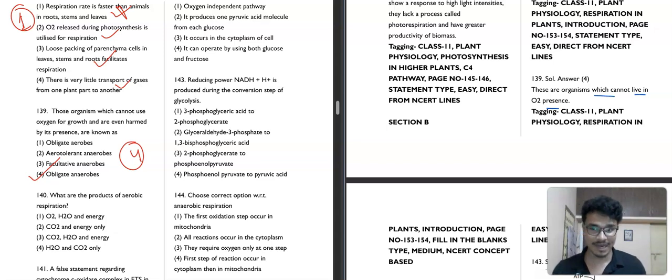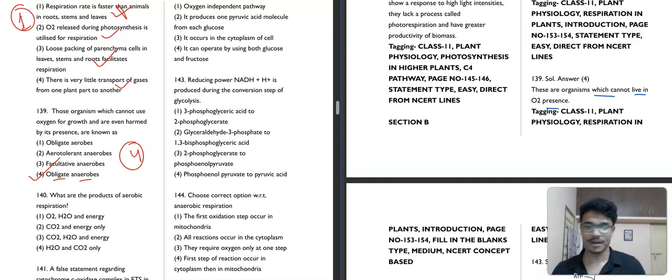So basically what obligate and facultative mean, I will just tell you. Suppose I am giving an example. Obligate aerobes cannot live without oxygen, while obligate anaerobes cannot live with oxygen. And what are facultative anaerobes? Facultative anaerobes are basically aerobes, but at some times they can also survive without oxygen. So that's why these are called facultative anaerobes. This is the concept. The fourth option is our correct answer.